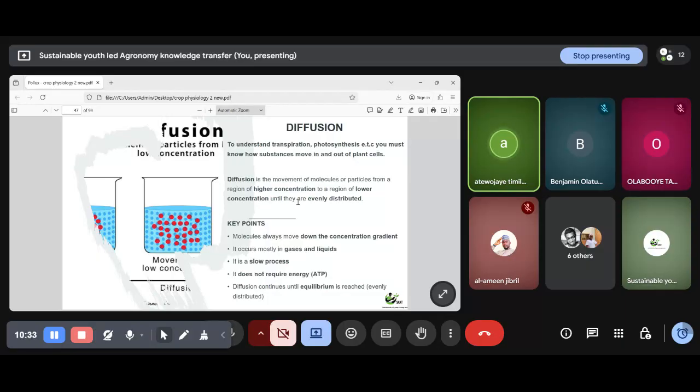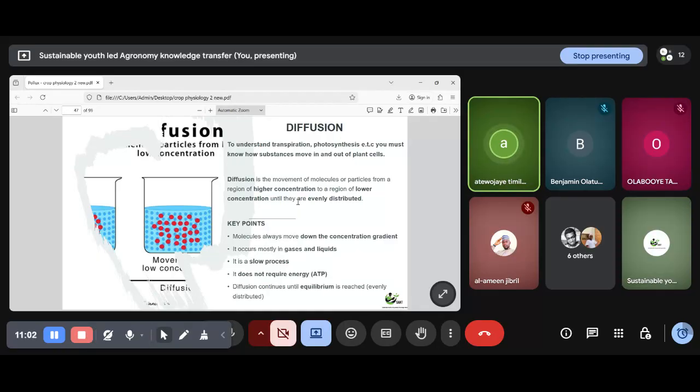Because diffusion is the movement of molecules or particles from a region of high concentration to a region of low concentration. I know all these things people don't really understand. So what they are trying to say is that tiny things move from a place where there are many of them to a place where there are few of them, so from higher to low.